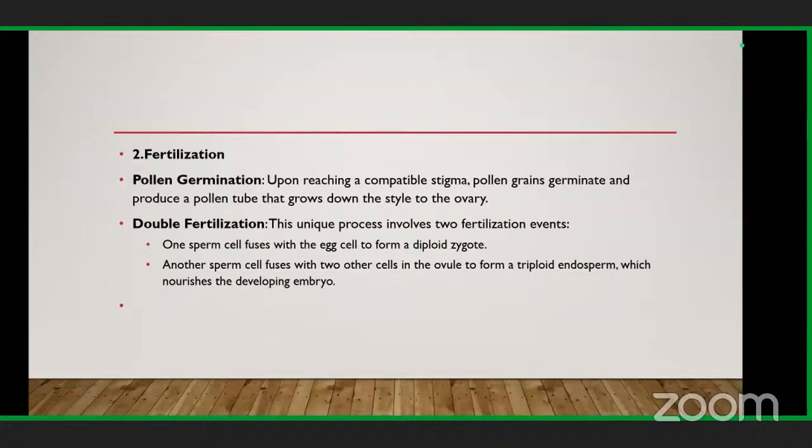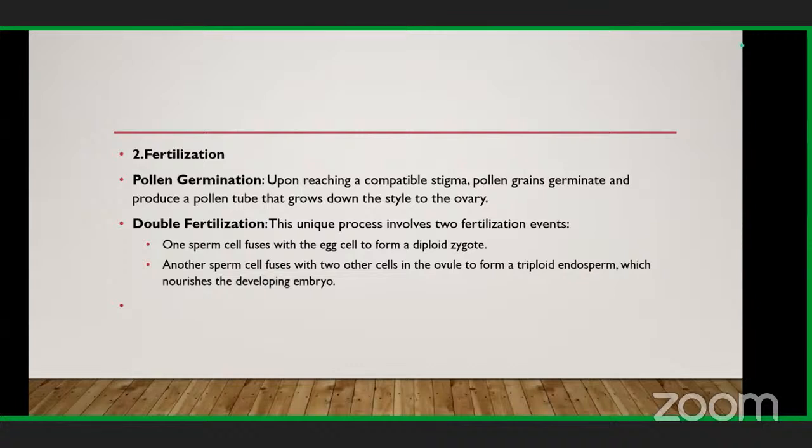So upon reaching a compatible stigma, pollen grains germinate and produce a pollen tube that grows down the style to the ovary. After recognition, the pollen will germinate and produce a pollen tube, and this pollen tube will grow down the style to the ovary. Next is double fertilization. This unique process involves two fertilization events. One sperm cell fuses with the egg cell to form a diploid zygote. Another sperm cell fuses with two other cells, the polar nuclei, in the ovule to form a triploid endosperm, which nourishes the developing embryo. So this is double fertilization, meaning fertilization takes place two times.